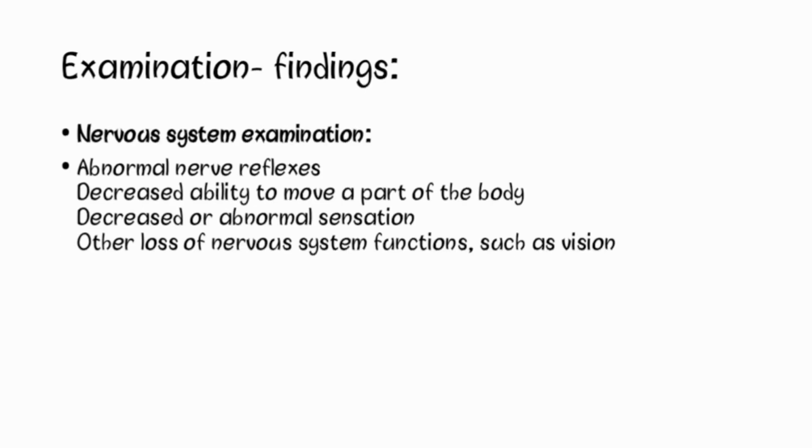Now let's discuss the findings on examination. An exam of the nervous system may show reduced nerve function in one area of the body, or the reduced nerve function may be spread over many parts of the body. This may include abnormal nerve reflexes, decreased ability to move a part of the body, decreased or abnormal sensation, and other loss of nervous system functions such as vision.